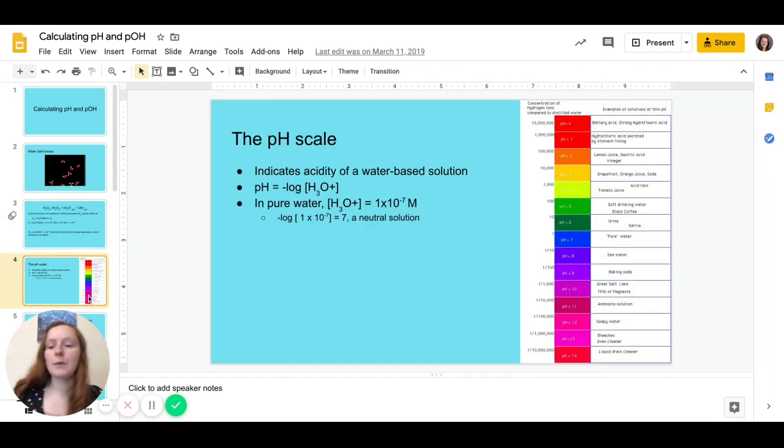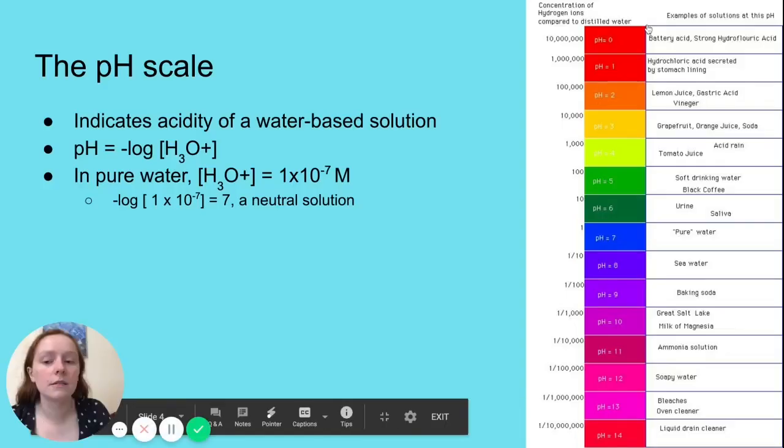So then let's talk about the pH scale here. The pH scale is something that most of us are a little bit more familiar with. pH is going to indicate how acidic something is of a water-based solution. So if there's no water in the solution, pH doesn't really work. And you can see on the side over here, we have the concentration of H plus.